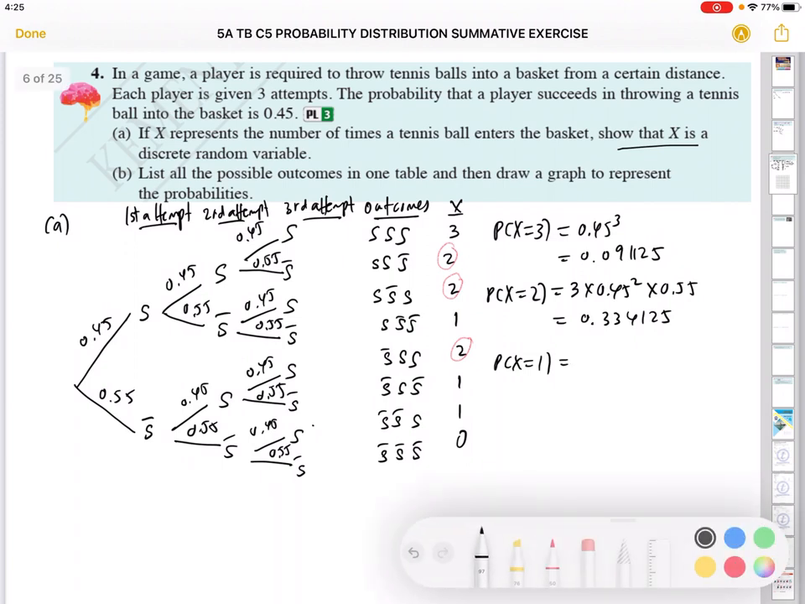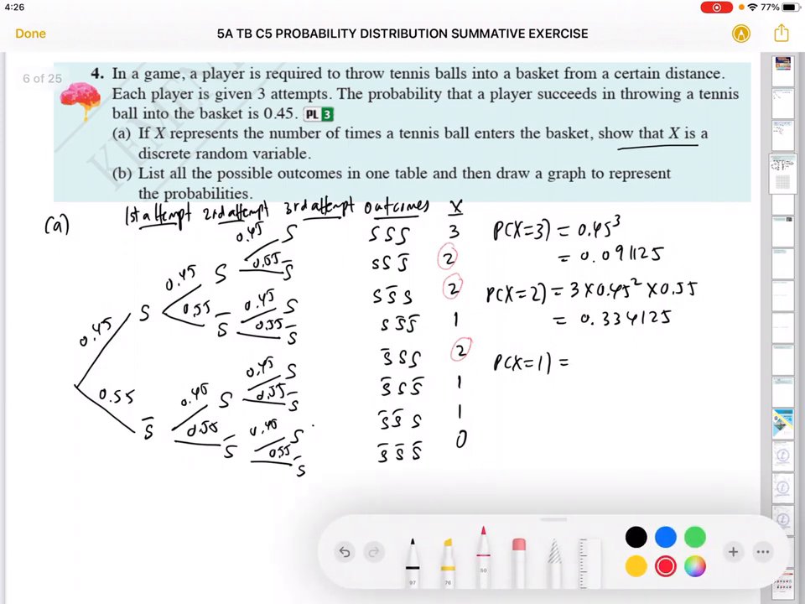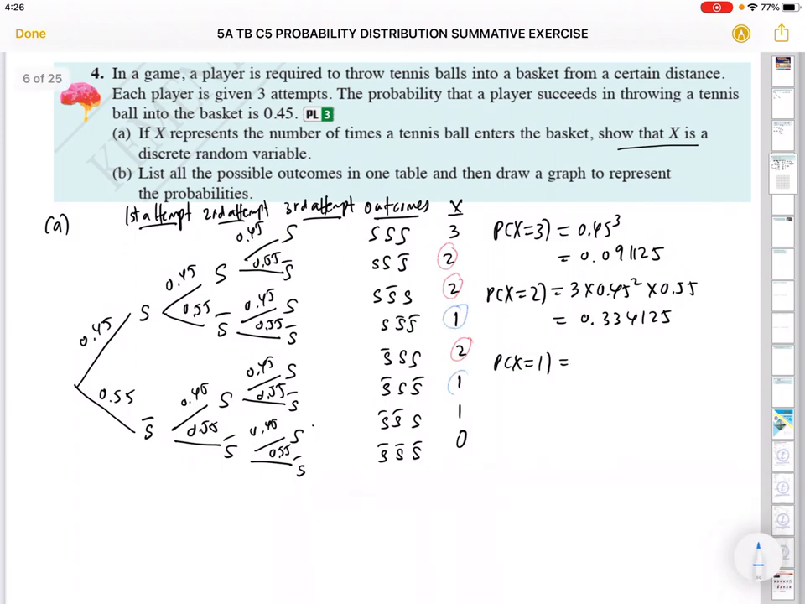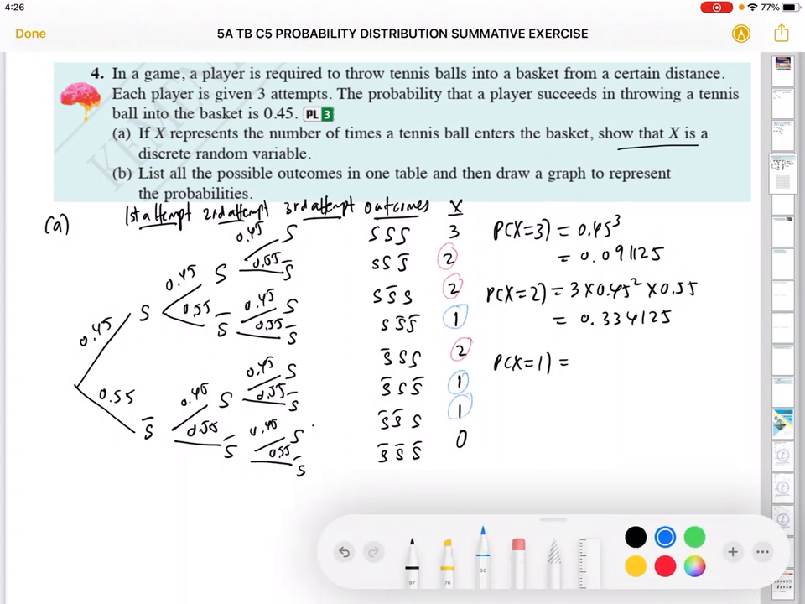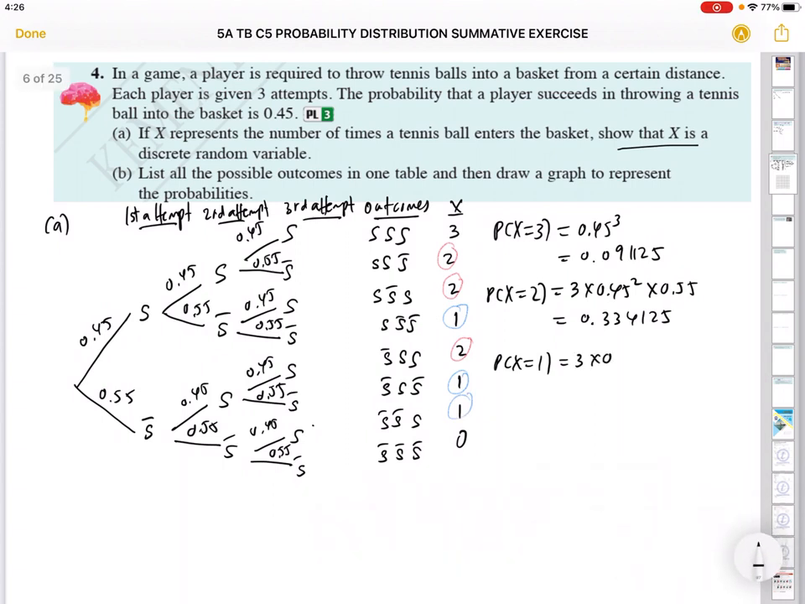Okay, x equals 1. Let's see. I'm going to use blue color here. 1, 1, 1. There are 3 cases again. So this will be 3 times the score is 0.45.